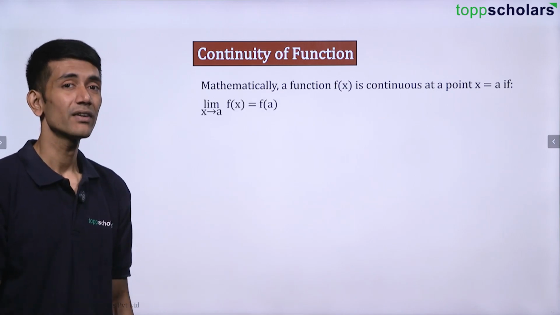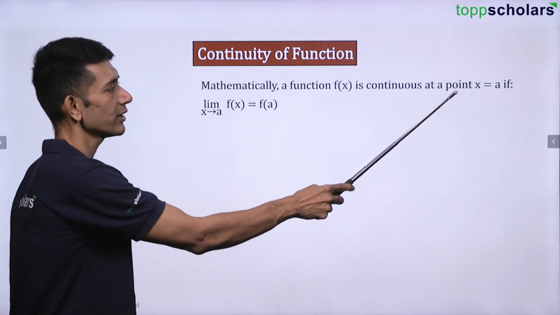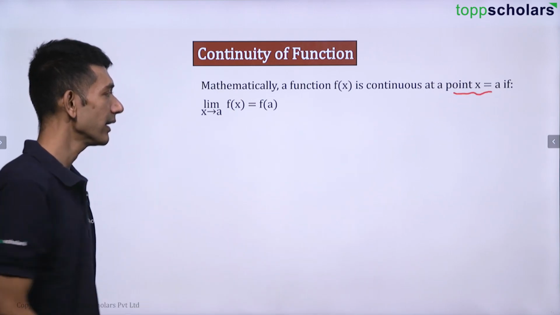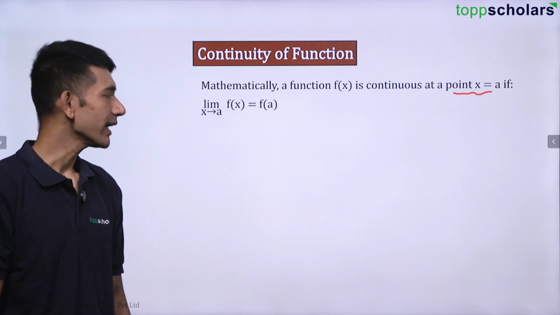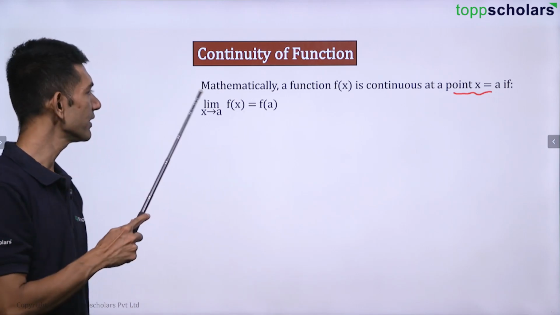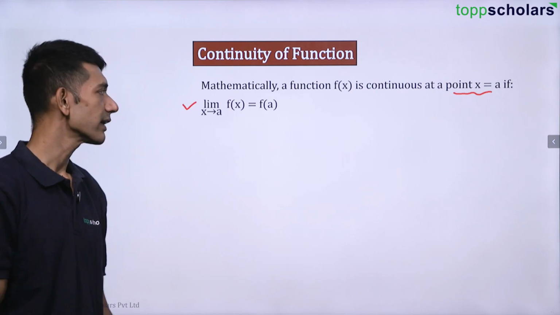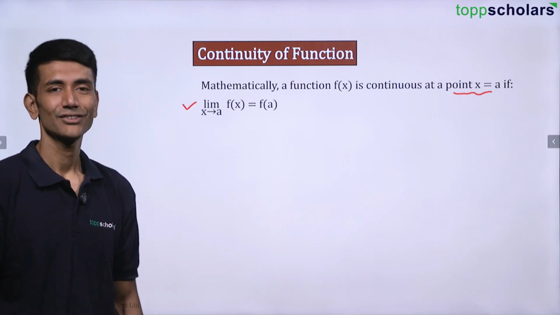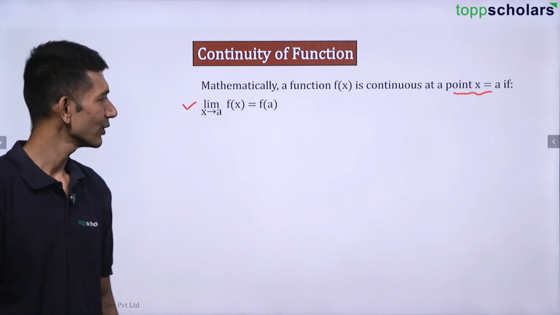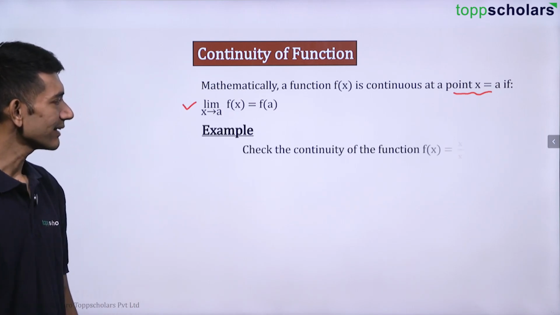So, when do we say the function is continuous? We say the function is continuous at point a if the limit as x tends to a of f(x) is equal to f(a). If this condition is satisfied, then we say that the function is continuous. If this condition is not satisfied, the function is not continuous. Simple as that.